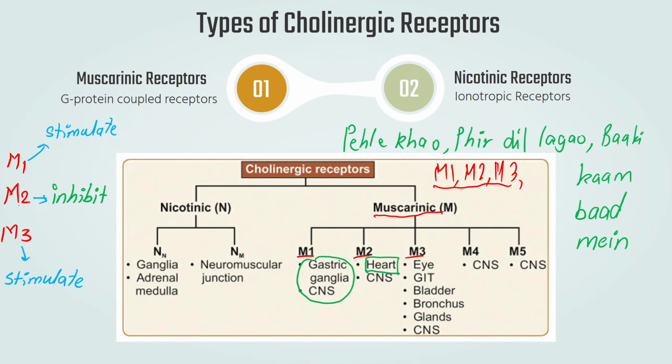Now how to remember this? पहले खाओ means M1, first. पहले खाओ M1, present in our stomach. फिर दिल लगाओ M2, present in the heart. बाकी काम बाद में M3, all of the work afterwards. So how to remember this?